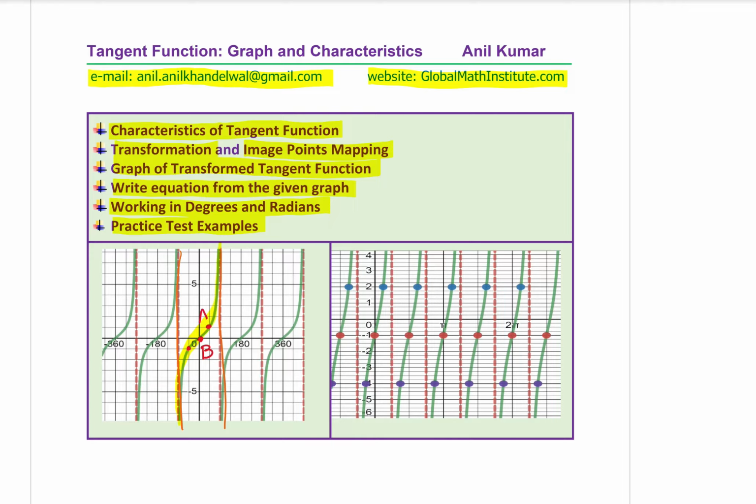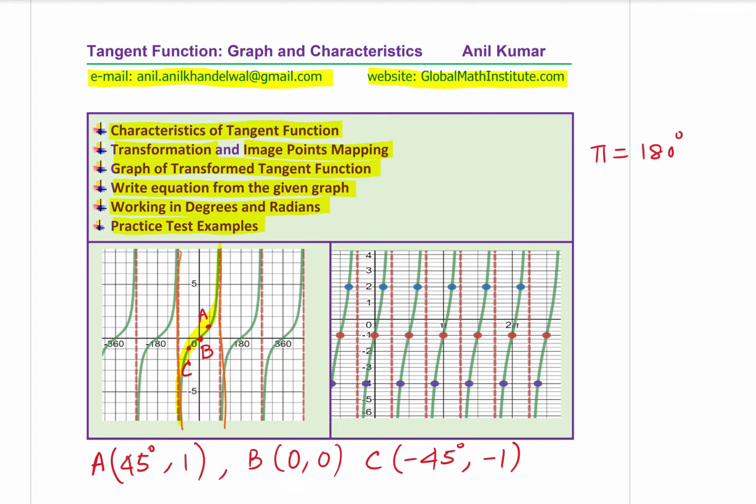So these are the 3 points which we are going to consider most of the time, where point A on the parent function will be at 45 degrees, 1, B will be at 0, 0, and C will be at minus 45 degrees, minus 1. Right? In case you're working in radians, then remember that pi is equal to 180 degrees. So when I say pi by 2, it is going to be 90 degrees, and pi by 4 is 45 degrees, correct? Of course, 2 pi will be 360 degrees.